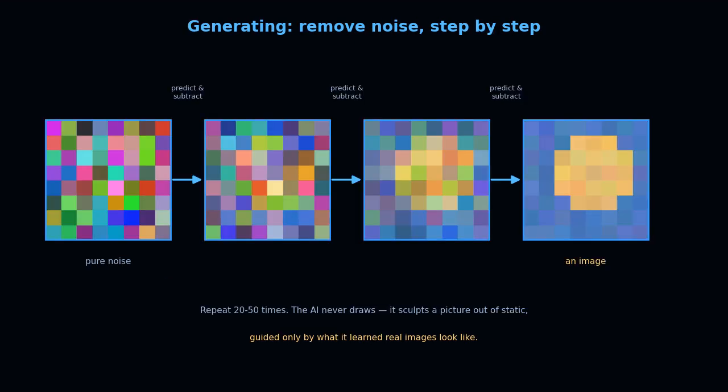Now make a picture. Start from pure static, ask the AI what noise to remove, and subtract just a little. Repeat that 20 to 50 times, and a real image is left behind. So it never really draws, it just keeps taking noise away? Exactly. The picture was hiding in the static all along. The model just knew what to subtract.